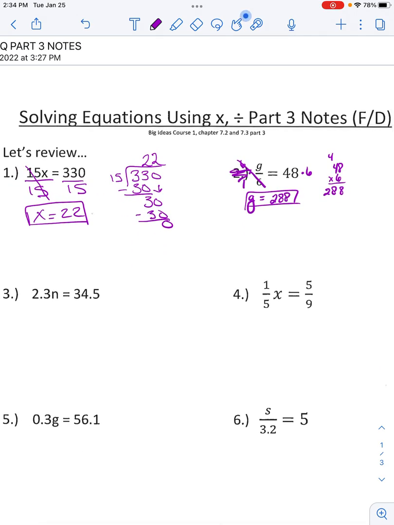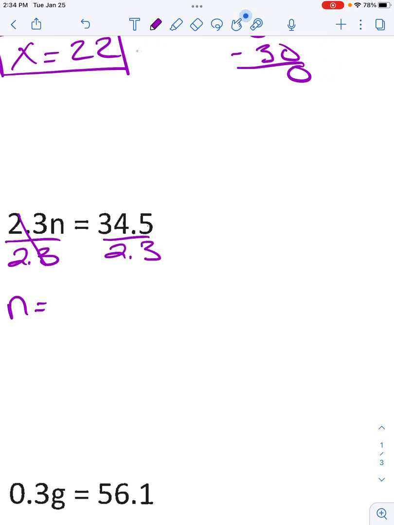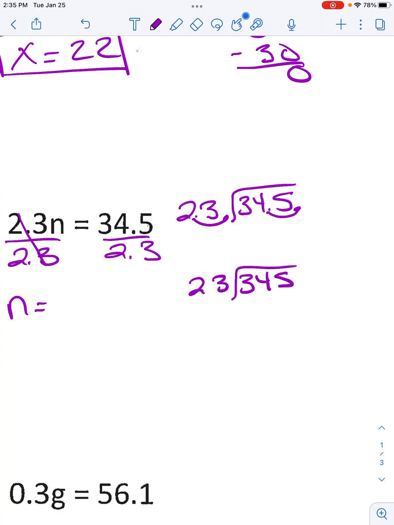So there's some review. Now we're going to get into fractions and decimals. Number 3, 2.3 times some number is 34.5. It says multiplication, so the inverse would be divide both sides by 2.3 to get n by itself. Remember, the top number always goes on the inside, so I have 34.5 divided by 2.3. Also remember, you may not have a decimal on the outside. We're going to scooch it once on the outside, which means we're going to scooch it once on the inside. So our new problem becomes 345 divided by 23.